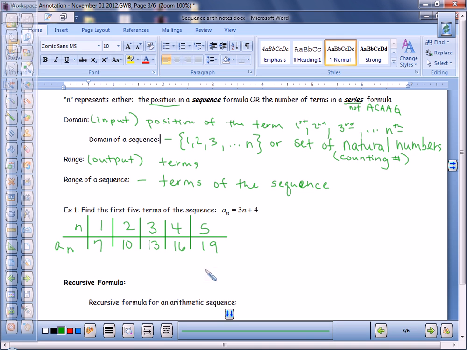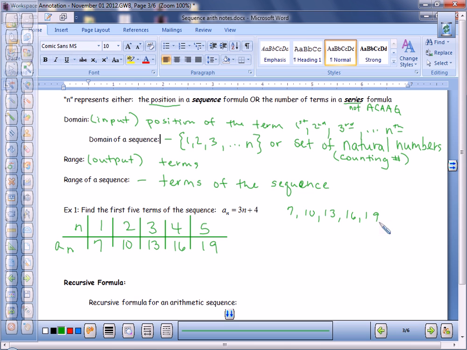Because he plugged in 1. 1 times 3 is 3, plus 4 is 7. He plugged in 2. 2 times 3 is 6, plus 4 is 10. He plugged in 3. Okay, does that make sense? All right, so if I just ask you for the sequence, you could just write 7, 10, 13, 16, 19. But we have to understand that this is a sequence, so our domain would be the 1, 2, 3, 4, 5, wouldn't it?